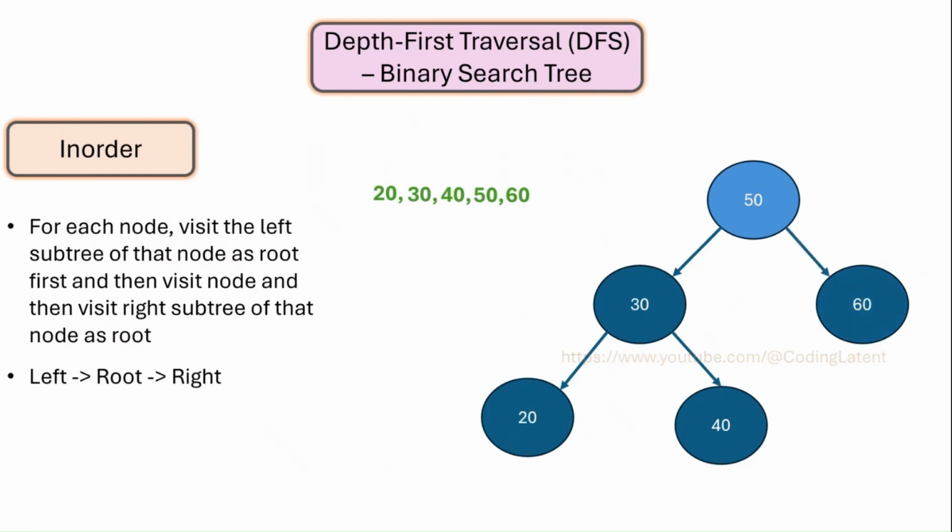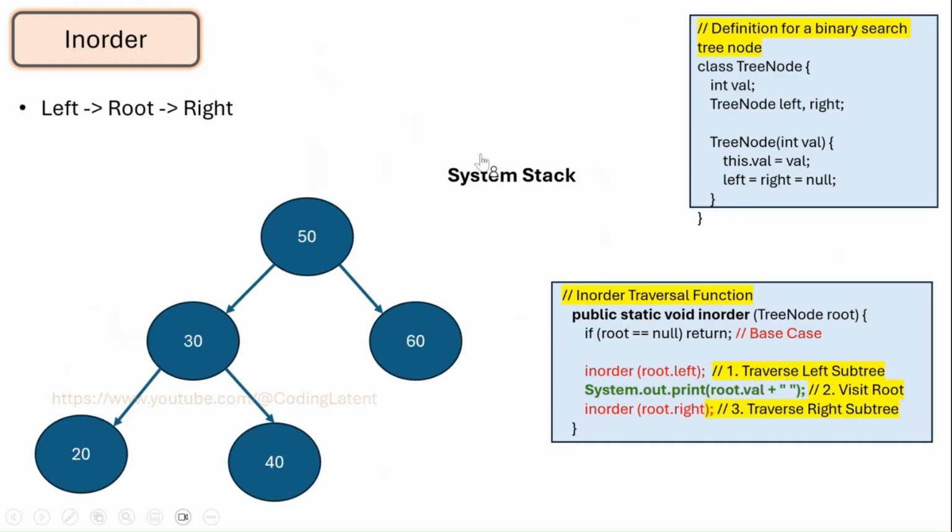Now let's understand the in-order traversal implementation. So this is the same tree node structure, which represents the node of the tree. This is the in-order recursive function. That's why we are representing the system stack here. So in-order will be called with the root of the tree first, which is node 50.